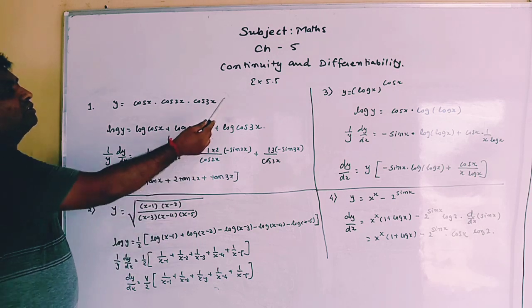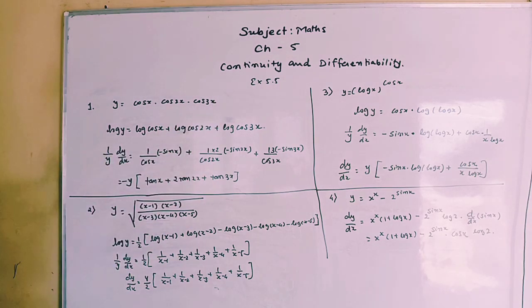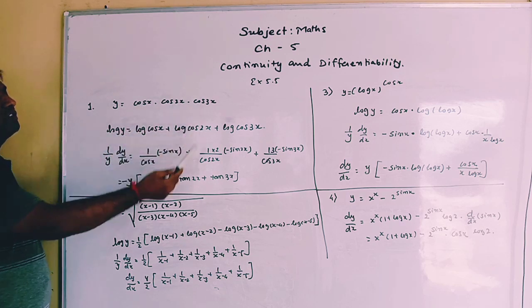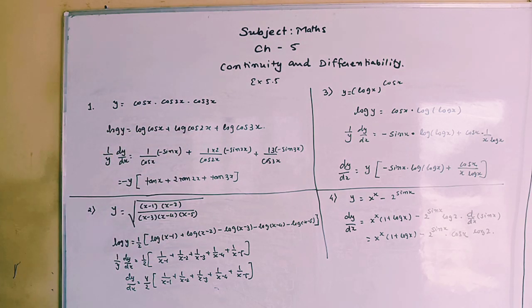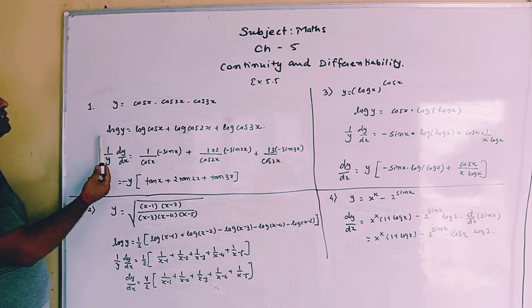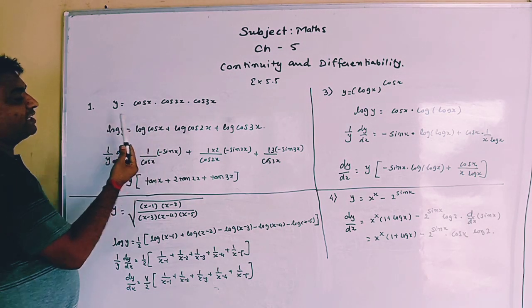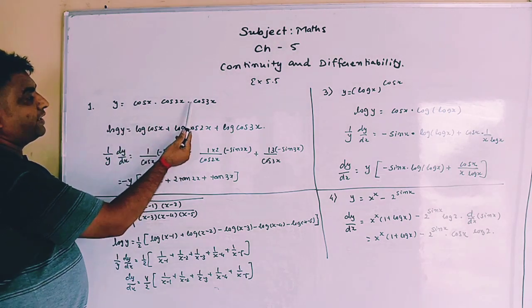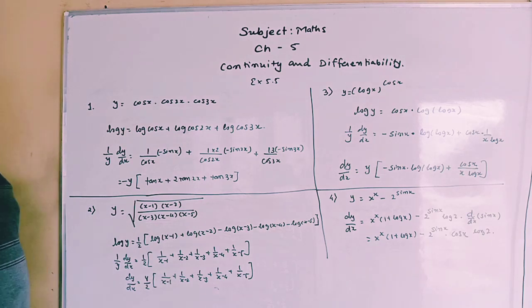Now we will see the solution of exercise 5.5. Question 1: we have y equals cos x, cos 2x, cos 3x in multiplication form. To make it easy, we apply the log on both sides, and log y equals log cos x plus log cos 2x plus log cos 3x, since we know multiplication converts to addition.